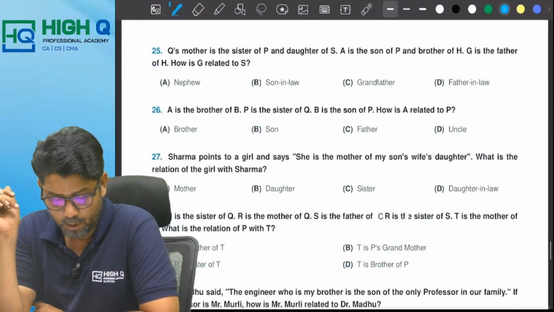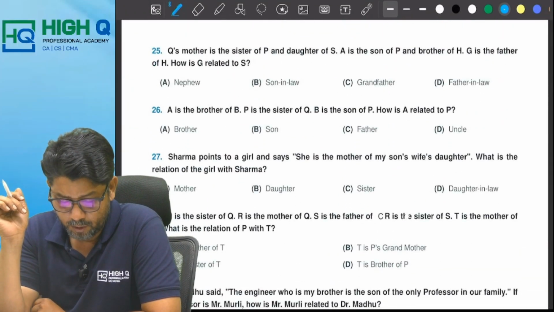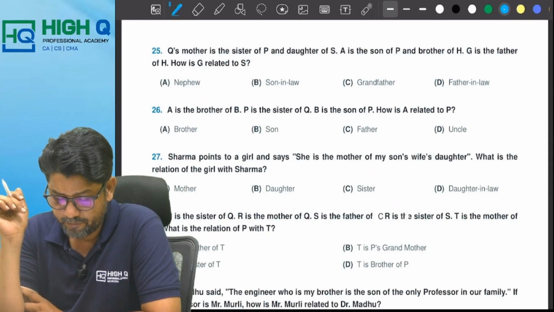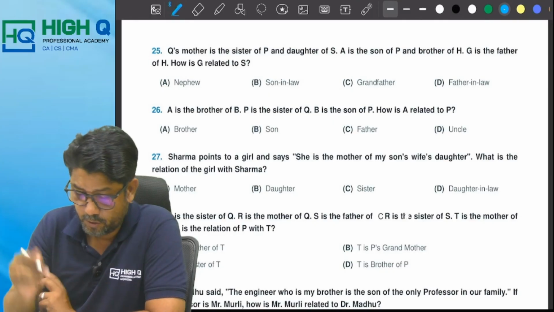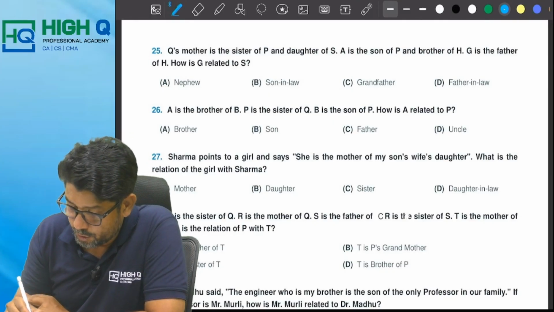Next, wow, blood relation question. Now, Q's mother is the sister of P and the daughter of S. See, look at this. Q's mother.